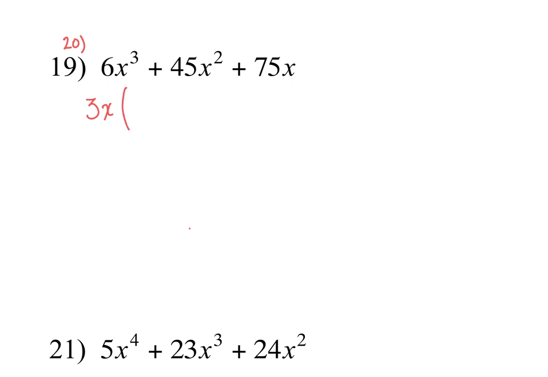And then I'm going to divide everything. 6 divided by 3 is 2. I took one of those x's. 45 divided by 3 is 15. I took one of those x's. 75 divided by 3 is 25, and I took that x.